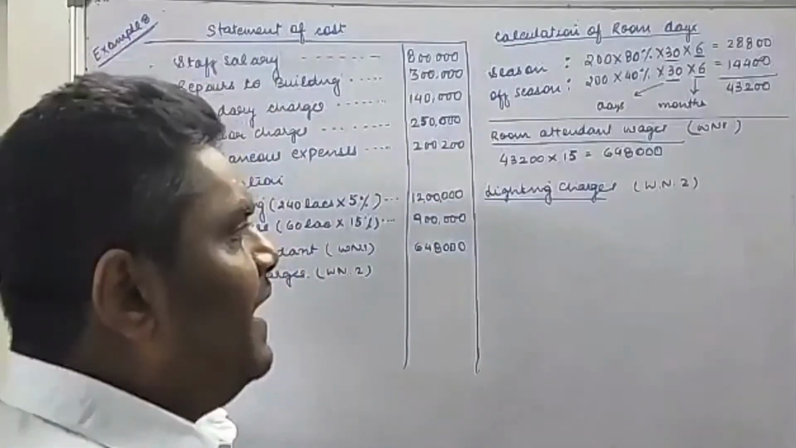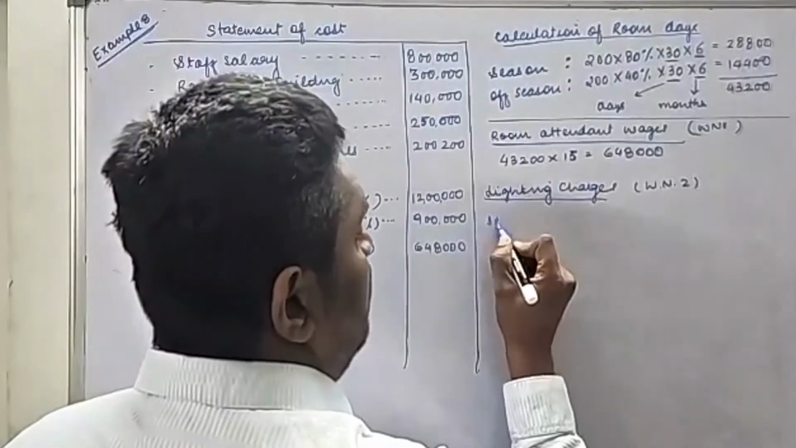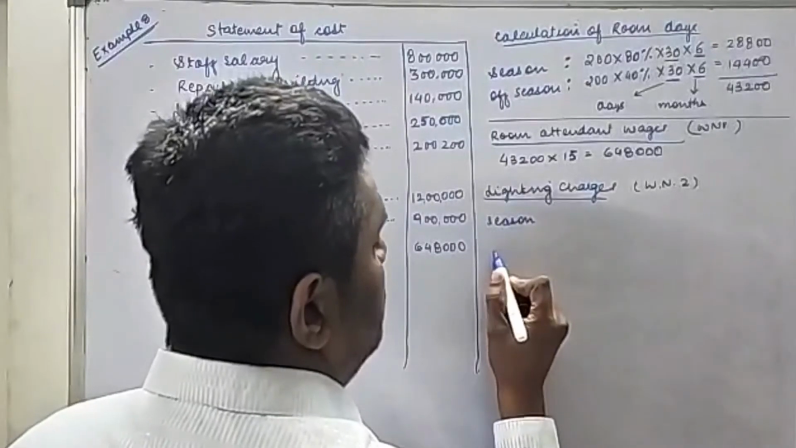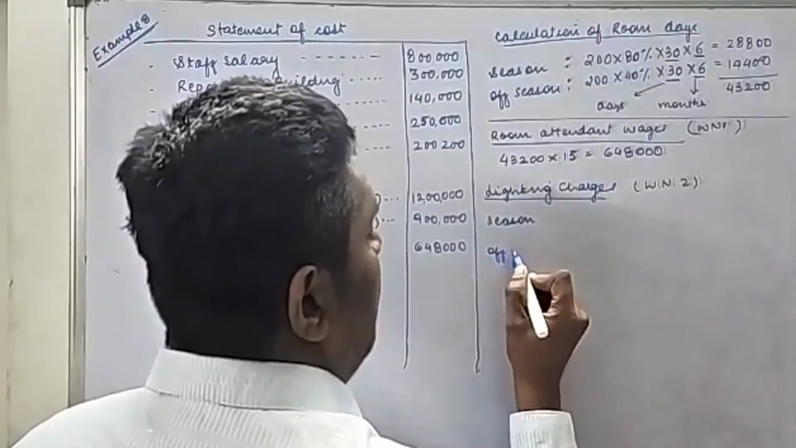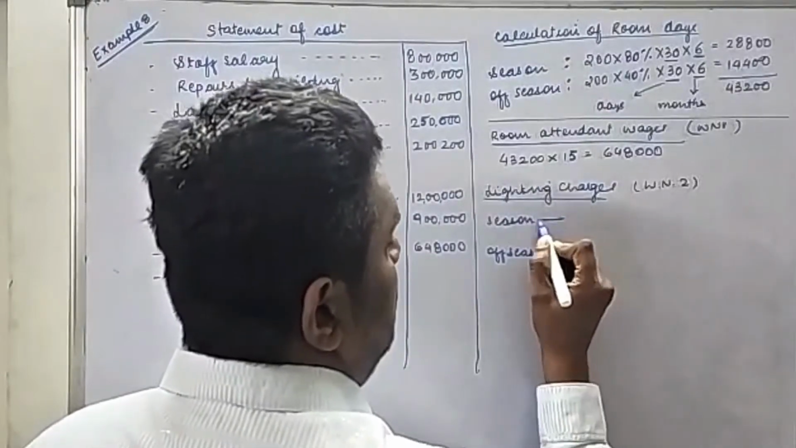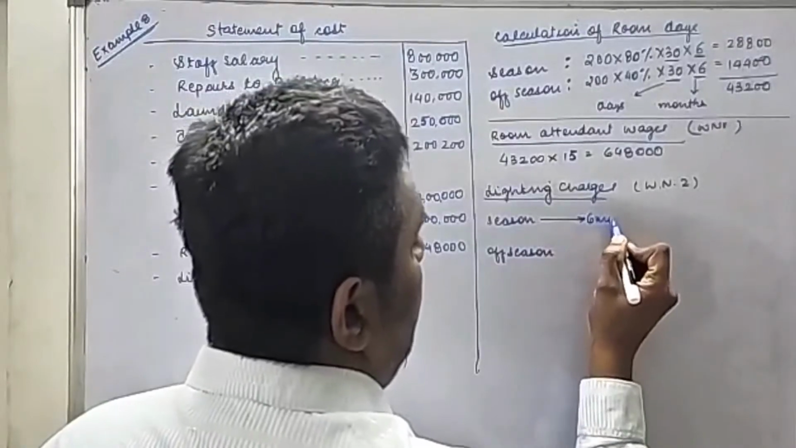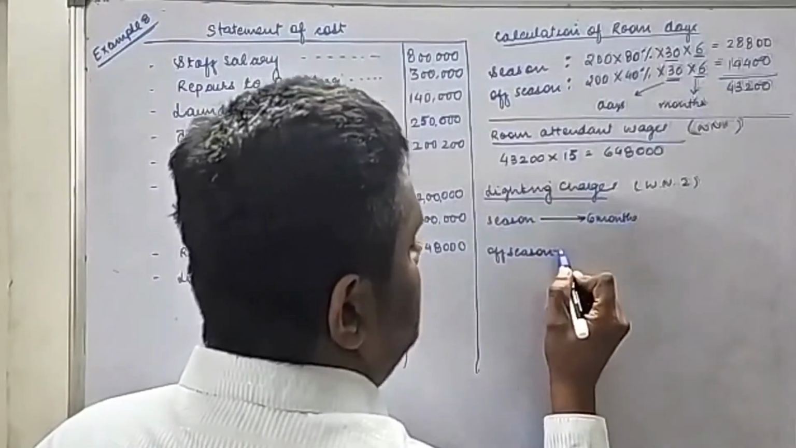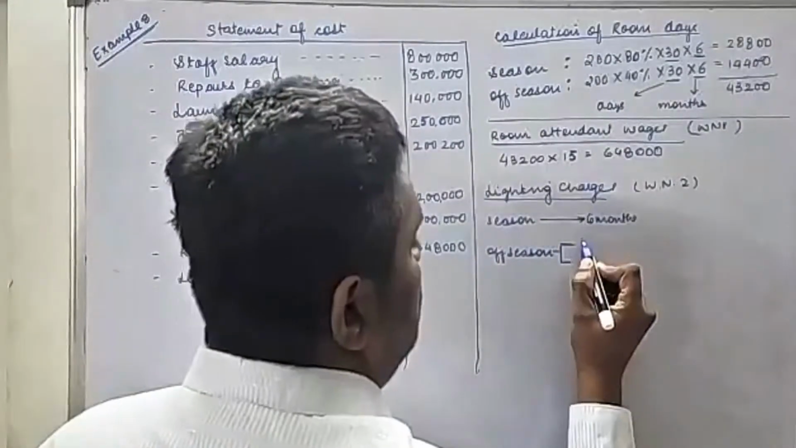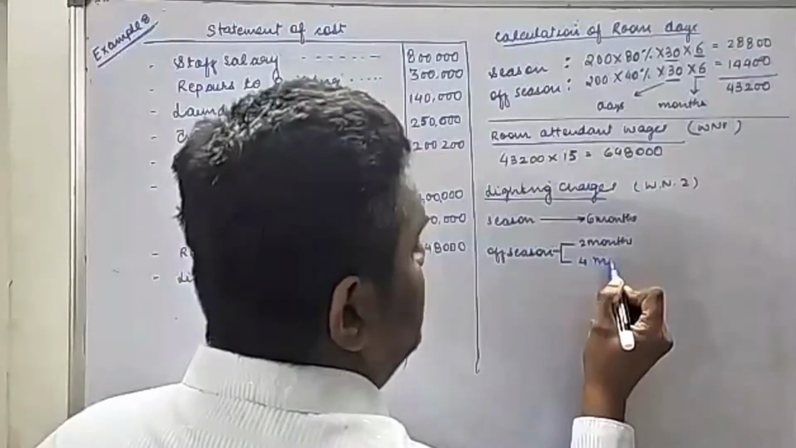So let's start with calculation of lighting charges. See, we'll bifurcate it in 3 parts: season, off season. Season, again, 6 months. Off season also 2 months and 4 months.